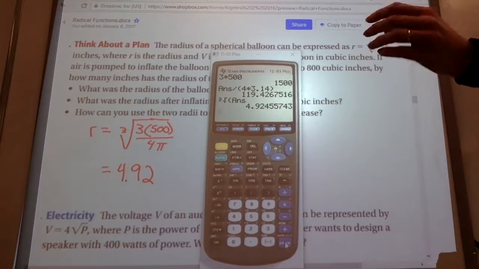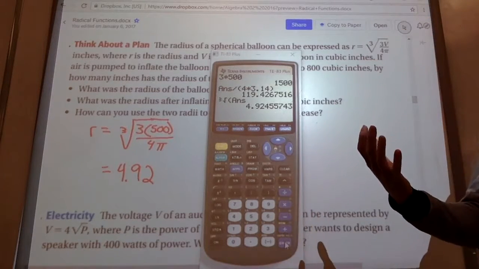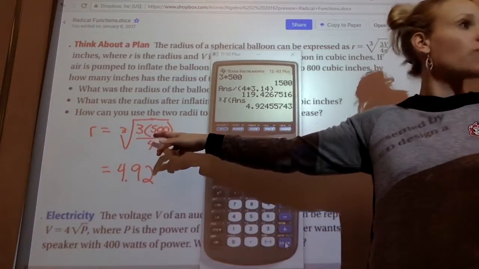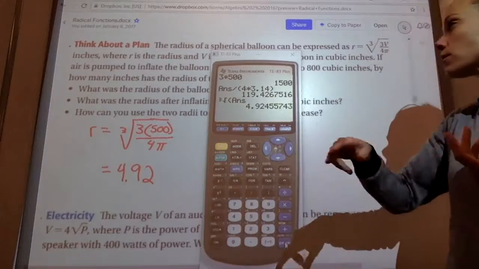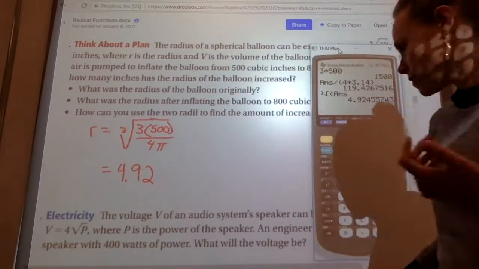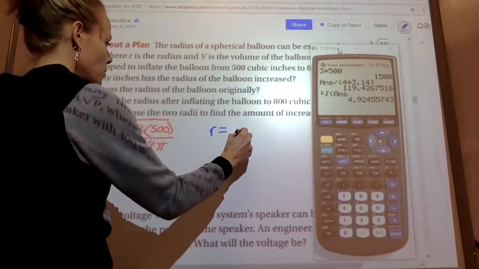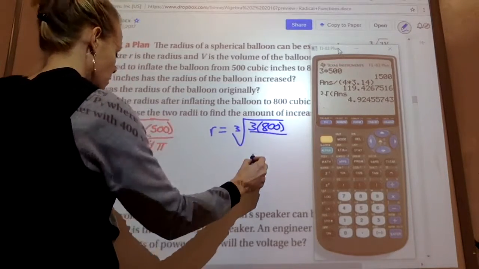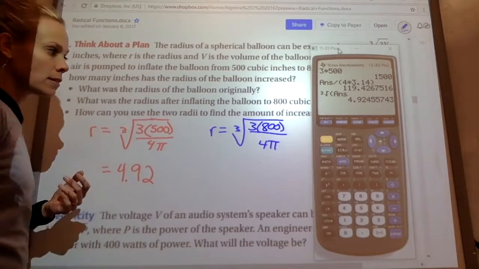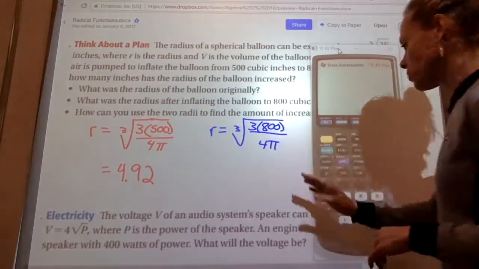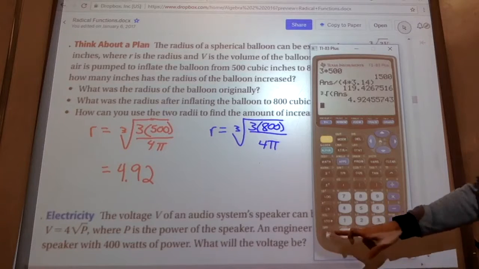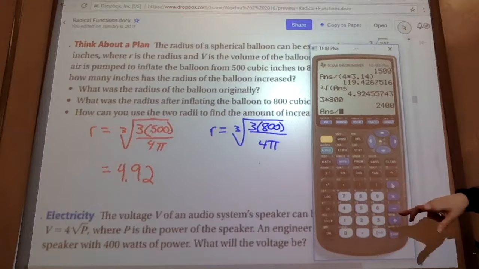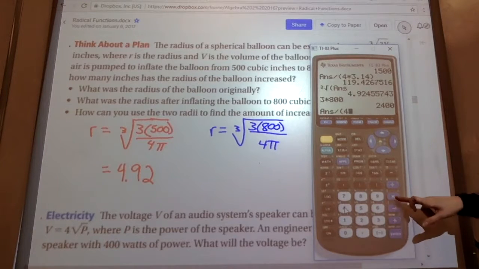To figure out how much more it increases by, I have to do the same formula, but now instead of 500, I've got to do it with the 800, so I can see how much it increased by. So I'm going to have the same formula, cube root of 3 times the 800 now, divided by 4 pi. Right? So again, I would do order of operations. I would do 3 times the 800 divided by parenthesis 4 times pi.